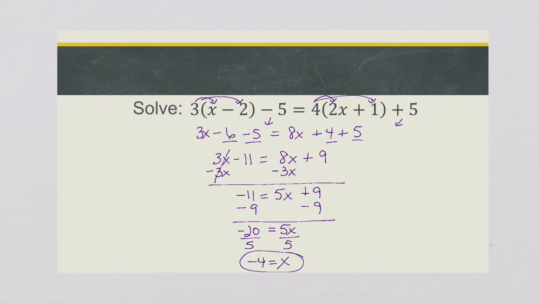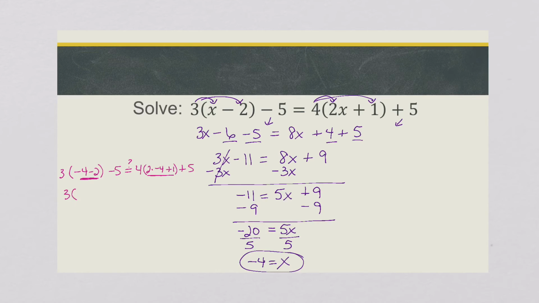So I'm going to put negative 4 wherever I see x. So I've got 3 times negative 4 minus 2 minus 5. Is that equal to 4 times 2 times negative 4 plus 1 plus 5? So I want to do this and this first.